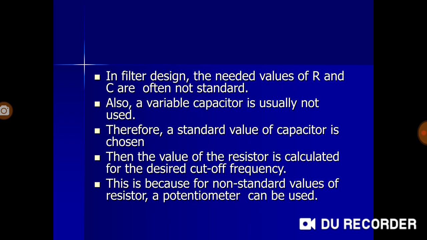One thing I need to mention here is that in filter design we need values of R and C which are usually not standard values. Particularly, a variable capacitor is not used for filter design. So a standard value of capacitor is chosen and the value of resistor is calculated for the desired cutoff frequency. This is because for non-standard values of resistor a potentiometer can be used. So why do we go in for a fixed C and then find the value of R? Because here we can have potentiometers, so non-standard values can be adjusted accordingly.